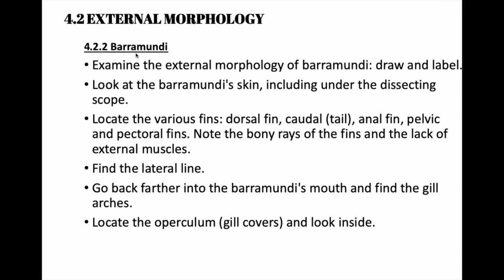4.2.2 Barramundi. First, examine the external morphology of barramundi. Draw and label. Look at the barramundi skin, including under the dissecting scope. Locate the various fins: dorsal fin, caudal tail, anal fin, pelvic, and pectoral fins. Note the bony rays of the fins and the lack of external muscles. And then find the lateral line. Go back further into the barramundi's mouth and find the gill arches. Locate the operculum gill covers and look inside.